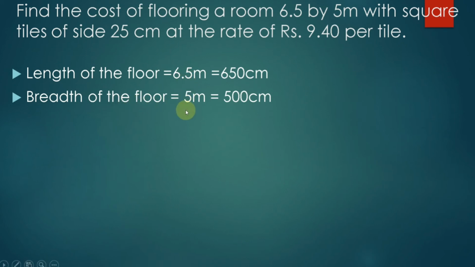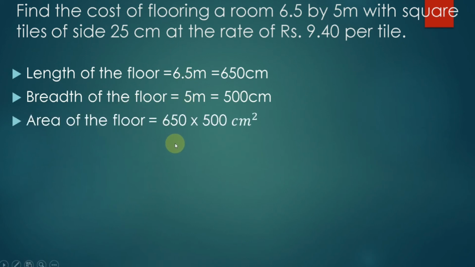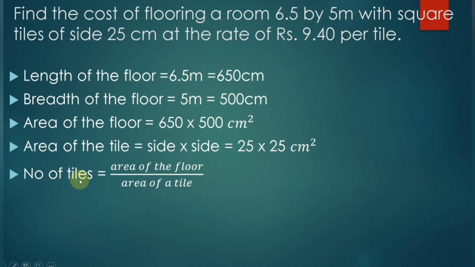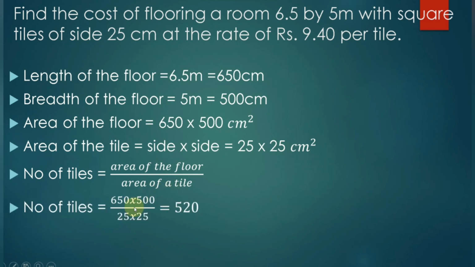Okay. Now we can find out the area. To find out the area, I need to multiply length into breadth. So area will be this much. Now area of the square tile also I need, because I need the number of tiles. So square tile area will be side into side, that is 25 into 25. We know that number of tiles is equal to area of the floor upon area of the tile. So area of the floor and area of the tile we have calculated. Now we can cancel out. 25 can be cancelled out with 500, and then by solving it, you will get 520.